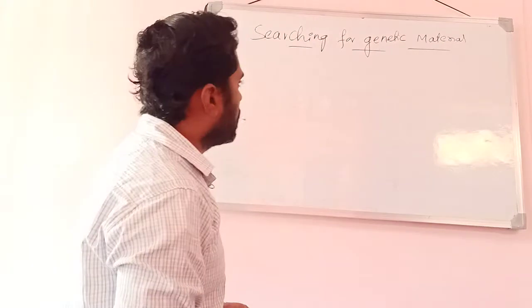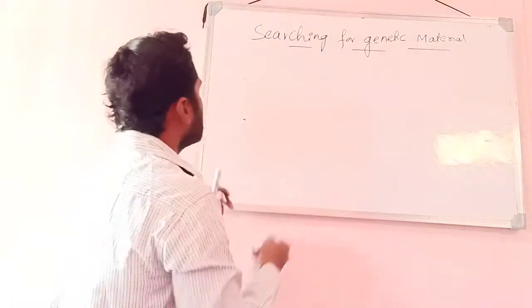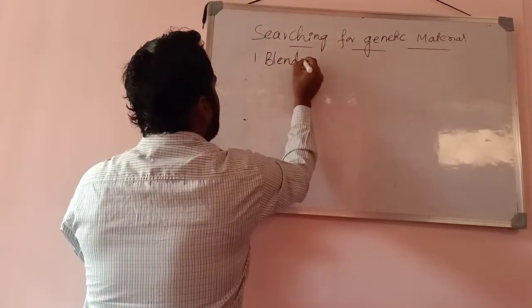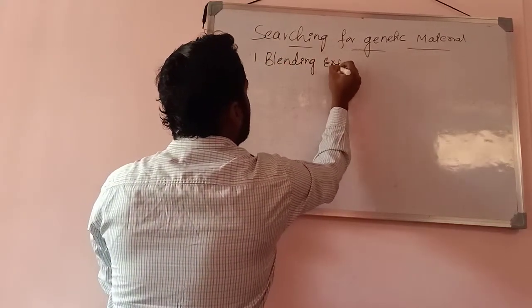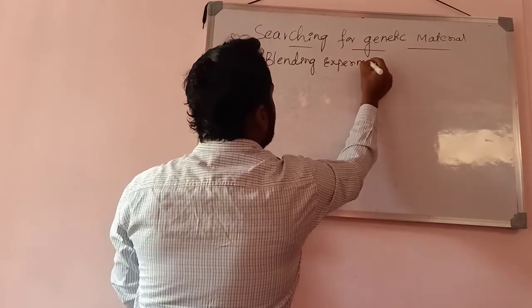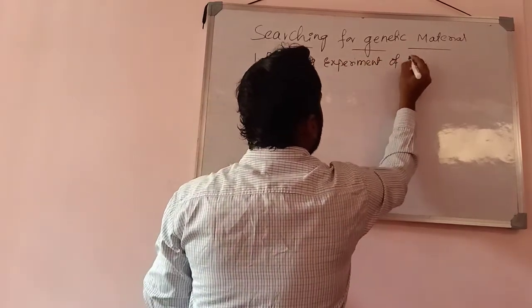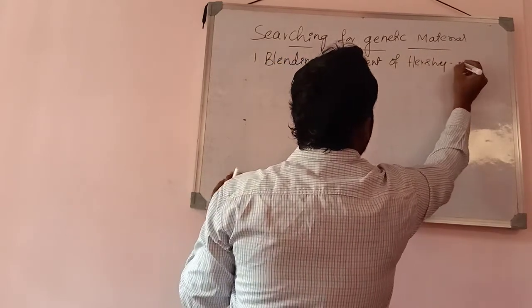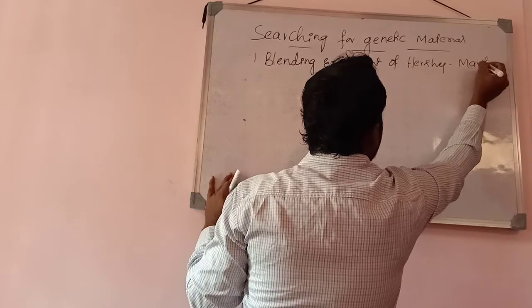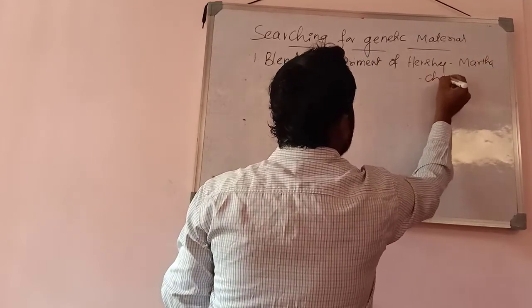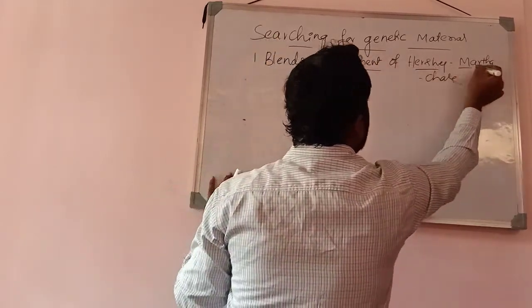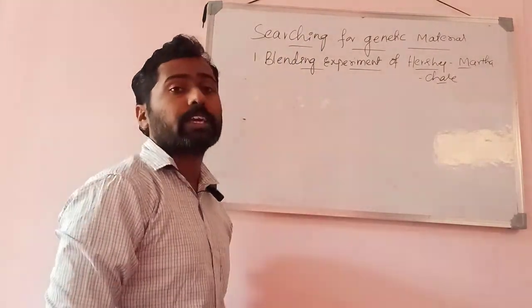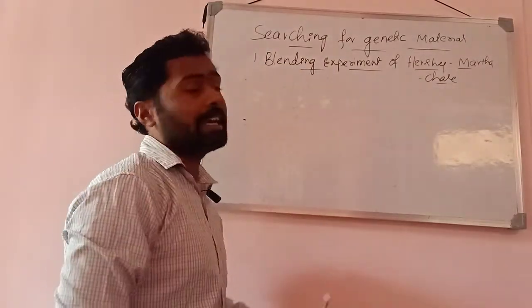Among that, you have two experiments. One is the blending experiment of Hershey and Martha Chase. They proved DNA as genetic material by conducting an experiment, which is called the blending experiment.